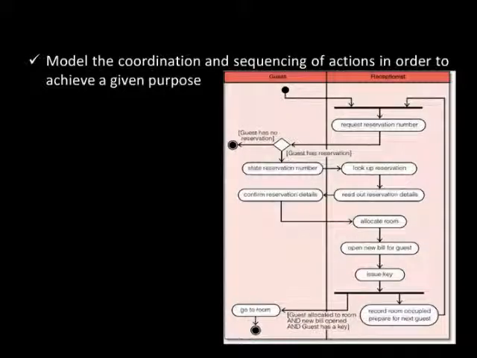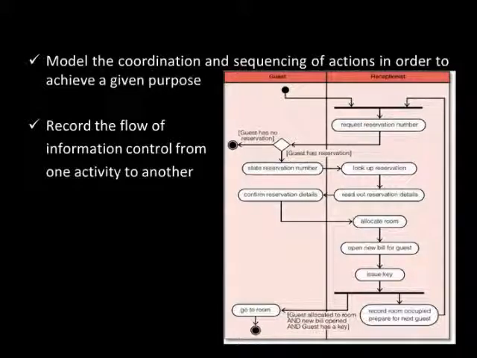In the UML, an activity diagram is used to model the coordination and sequencing of actions in order to achieve a given purpose. It shows which actor is responsible for which activity. The figure shows an example of an activity diagram which is used to show the separate responsibilities of the receptionist and guest actors for the main success scenario for the use case check in guest. The aim of an activity diagram is to record the flow of control from one activity to another within the workflow of each actor and to show the interactions between actors.